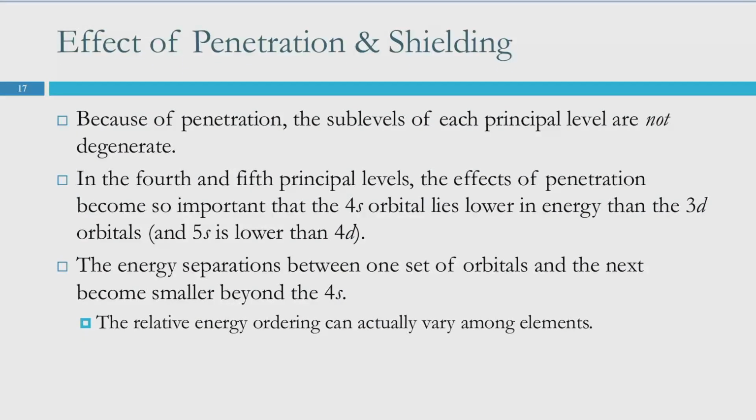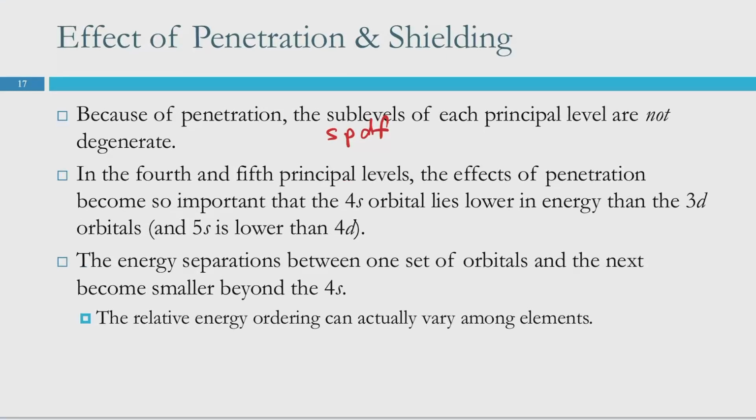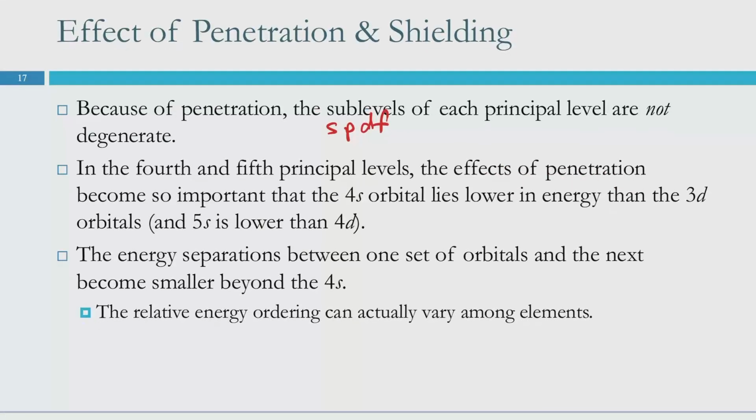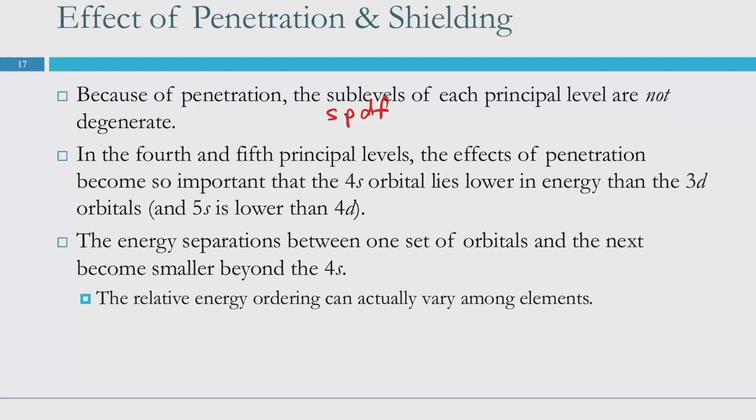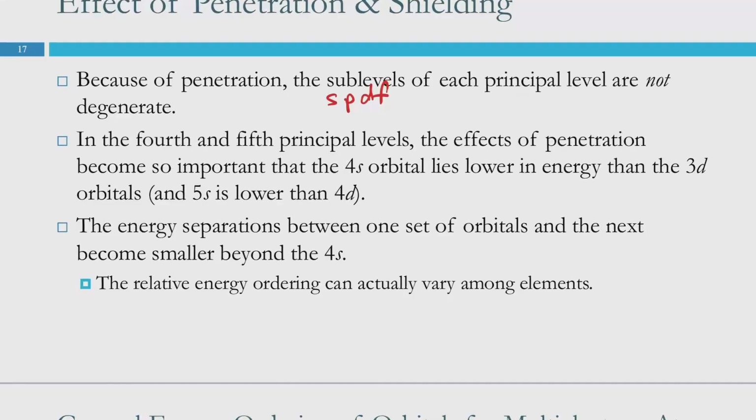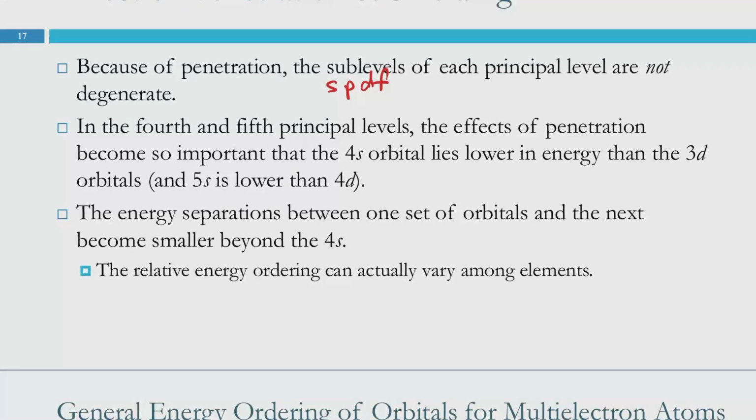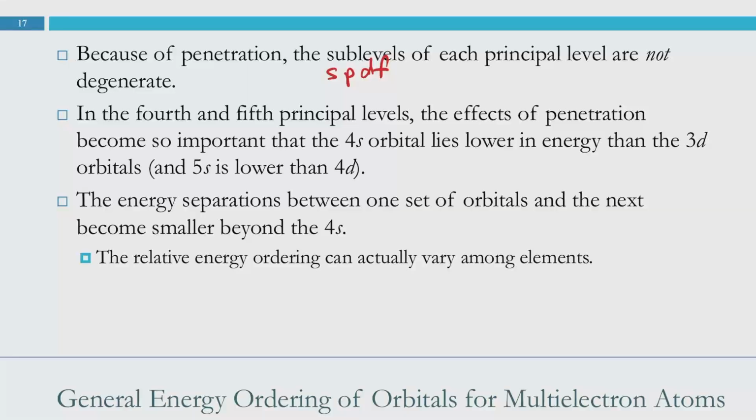So because of that penetration, the way that the different shapes overlap, the sublevels of each principal level are not degenerate. They don't have the same energy because of the way that the shapes overlap with each other. In the fourth and the fifth principal levels, the effects of those overlap effects become so important that the 4s orbital lies lower in energy than the 3d orbitals. I'll show you how we can come up with that in a different way, or how we can remember that in a different way.